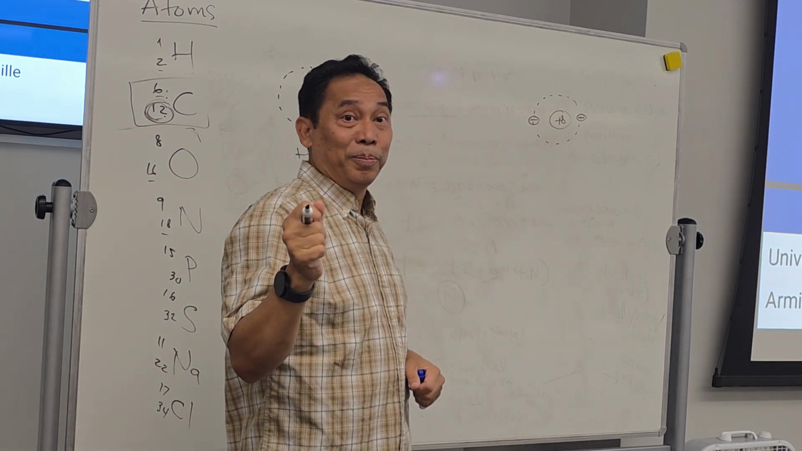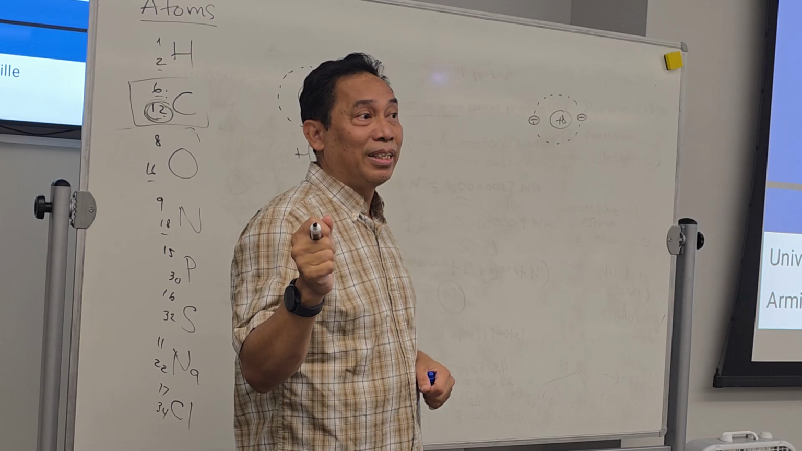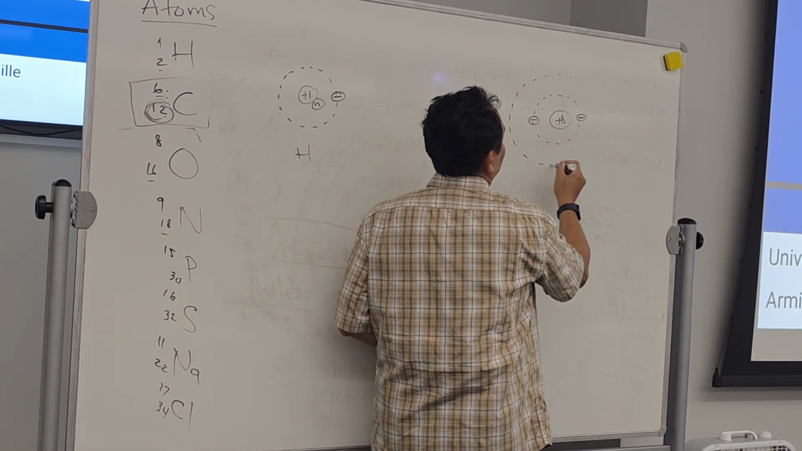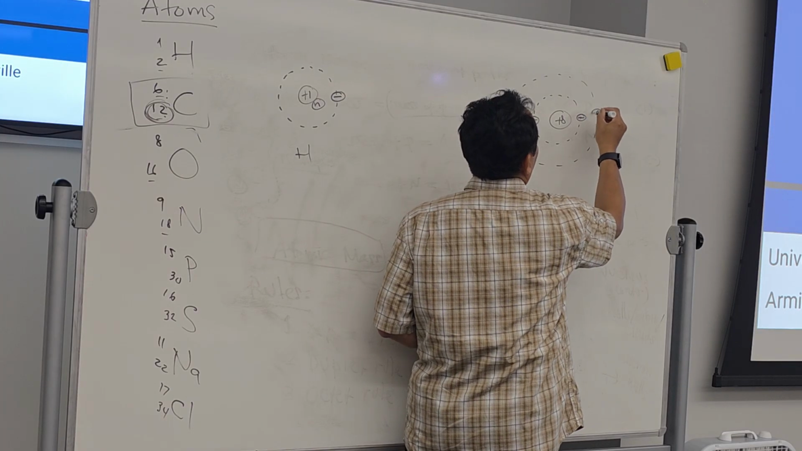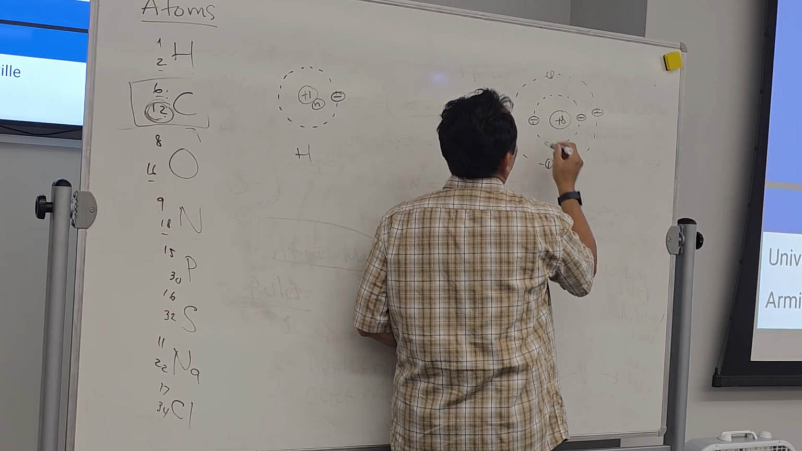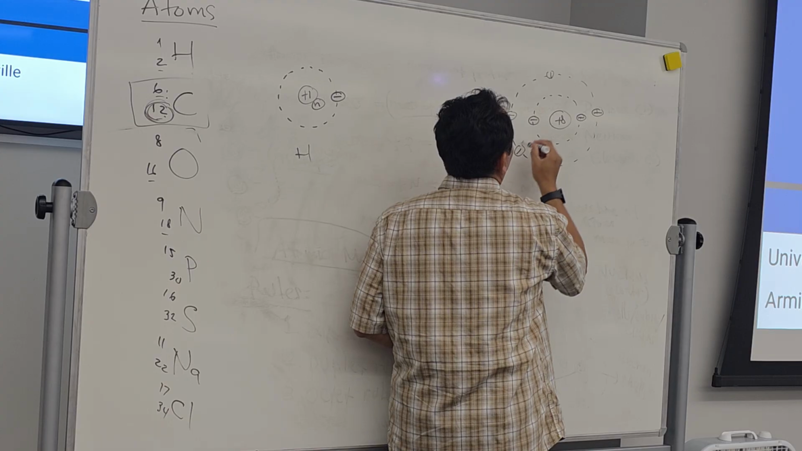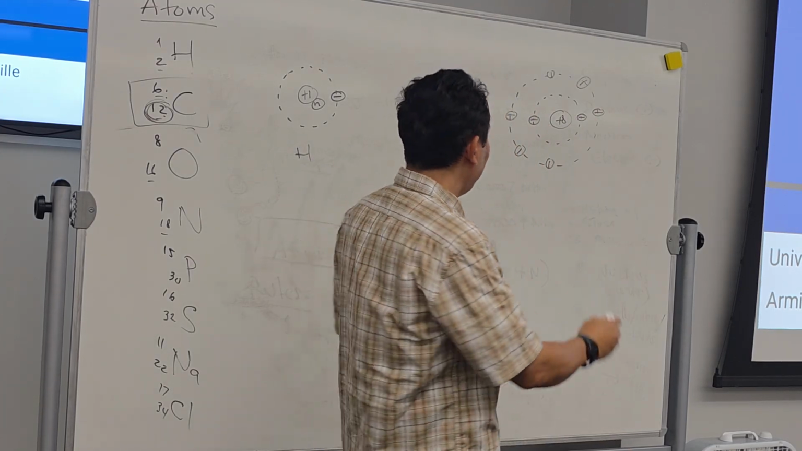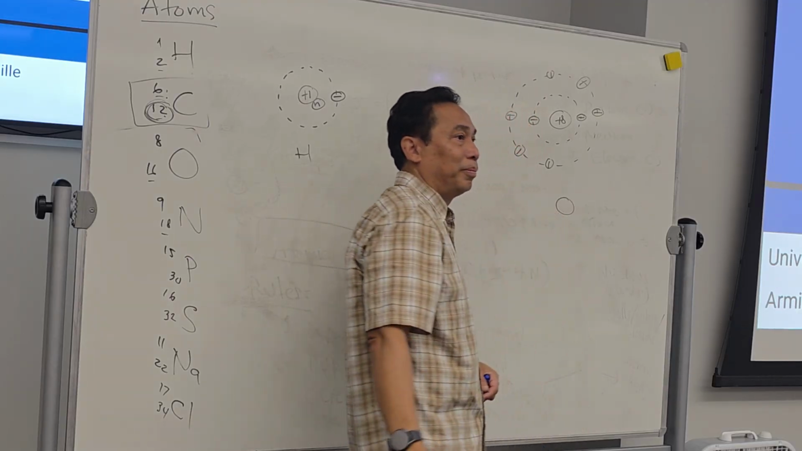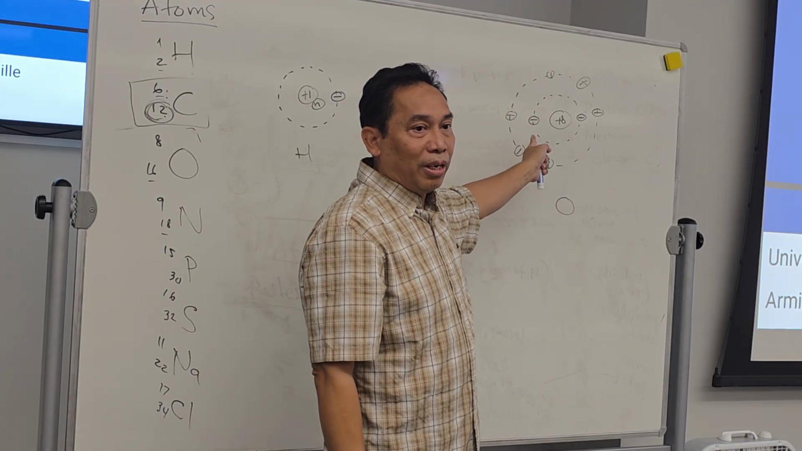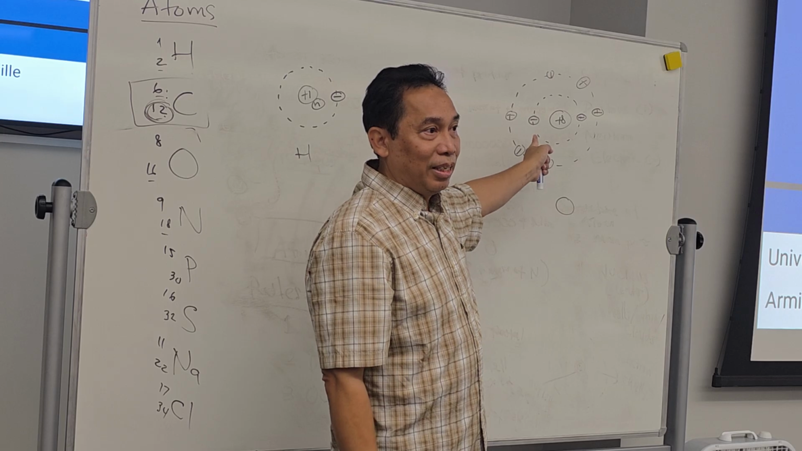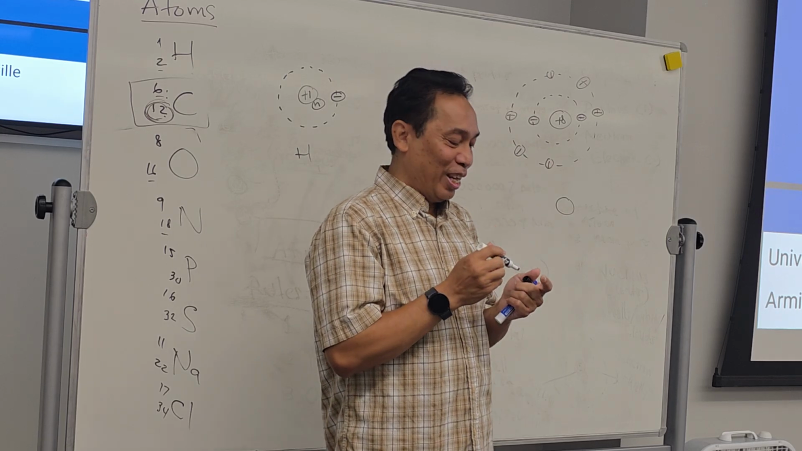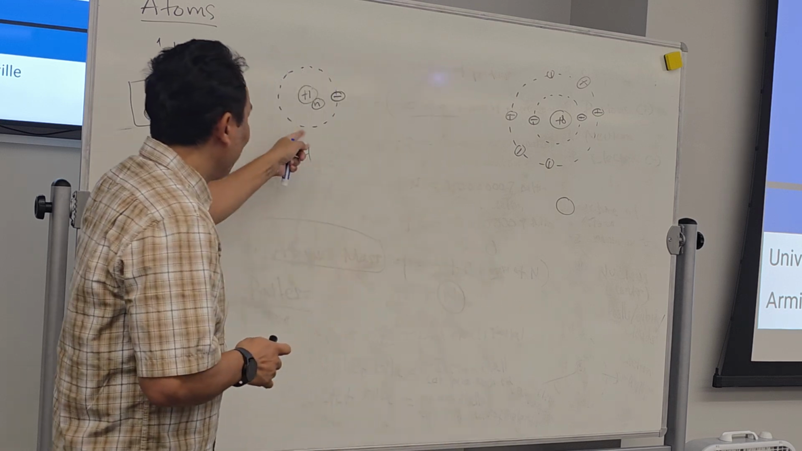You with me? What is the next one going to be? 6. Gonna be on the next shell, right? 1, 2, 3, 4, 5, 6. Get it? So this is what? Oxygen. What is the charge for this oxygen? Neutral. Are you with me first? Yes. Get it? Okay, now go back to hydrogen over here.